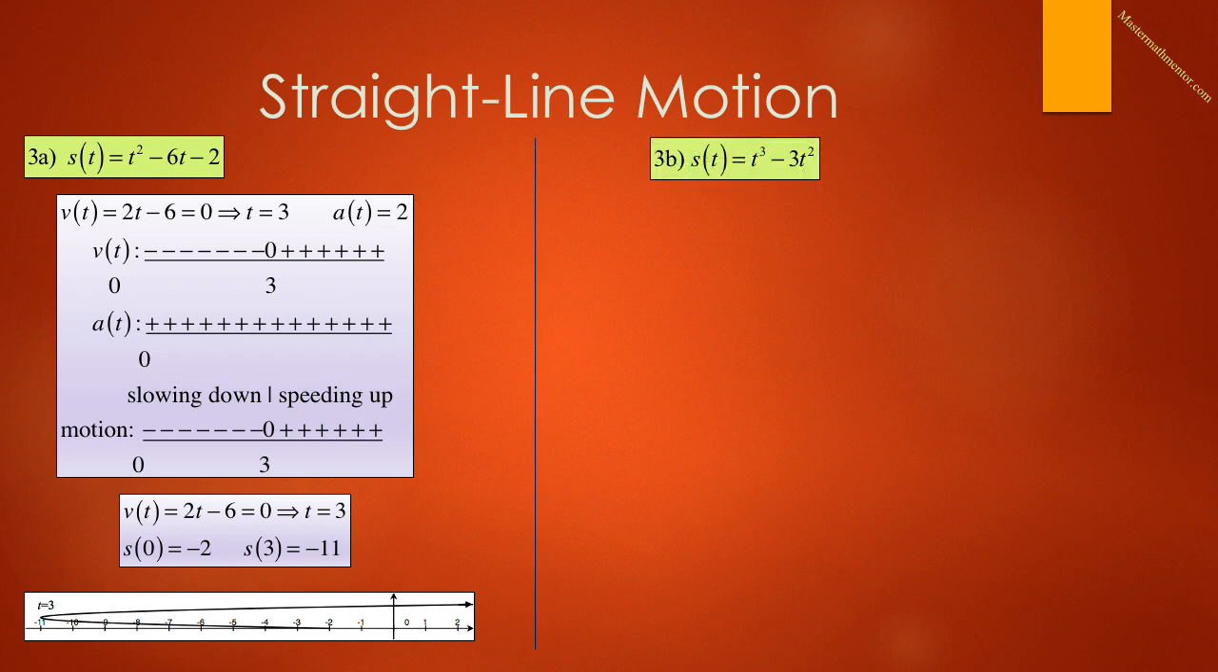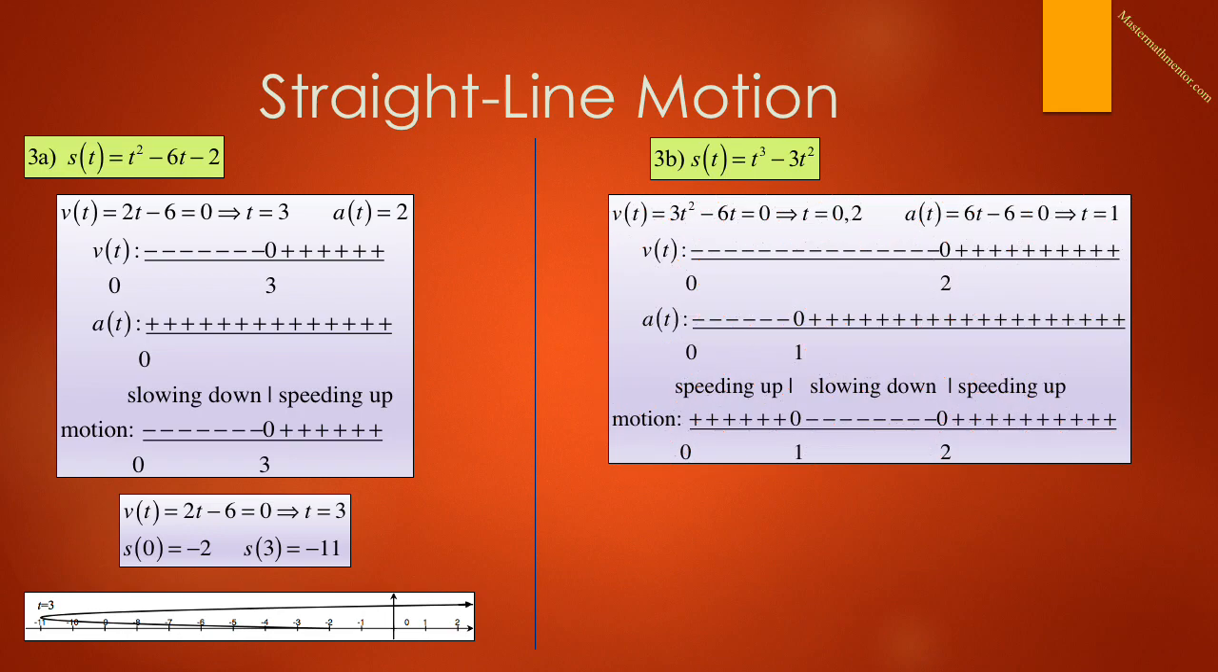In 3b, our particle is moving along the x-axis with position function s of t equals t cubed minus 3t squared. I generally like to take the velocity and acceleration and set them equal to 0 immediately. So v of t equals 3t squared minus 6t equals 0, t equals 0 and t equals 2. a of t equals 6t minus 6, set equal to 0, t is equal to 1.